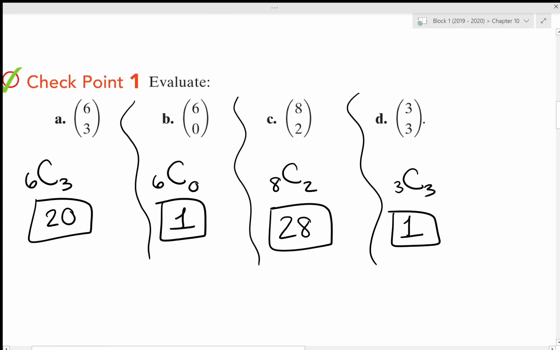Now I want to show you a cool pattern that could actually give you all of these answers for binomial coefficients. So I'm going to post that in the next video.